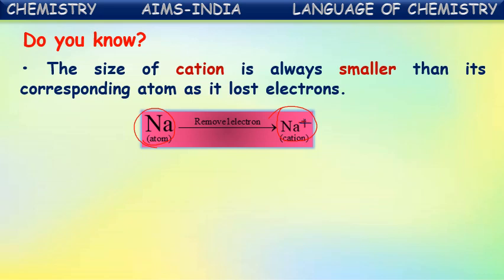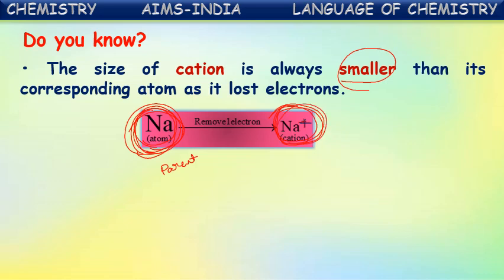This is a cation. Suppose sodium, its atomic number we'll study later, loses 1 electron. That's why the size of the cation will be smaller than this parent atom. We can also call this the parent atom, because from this atom only we are removing 1 electron. The size of a cation is always smaller than its corresponding atom or parent atom as it lost electrons.